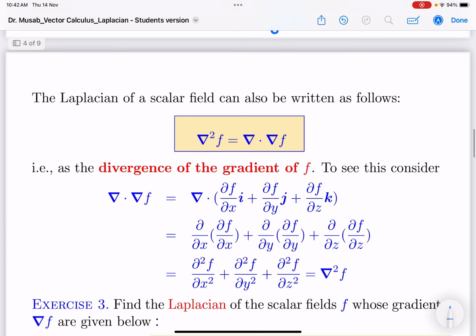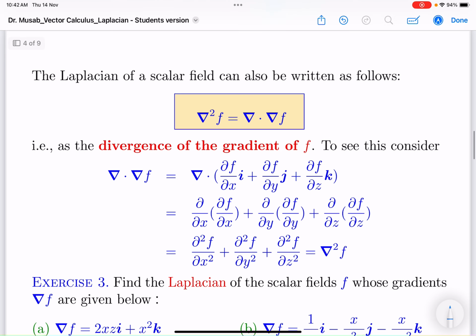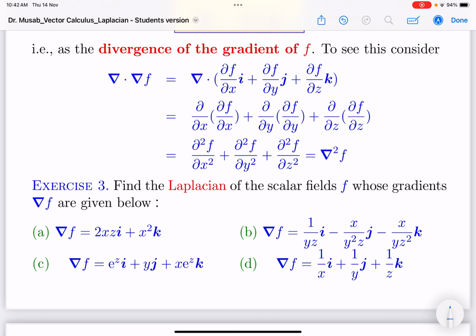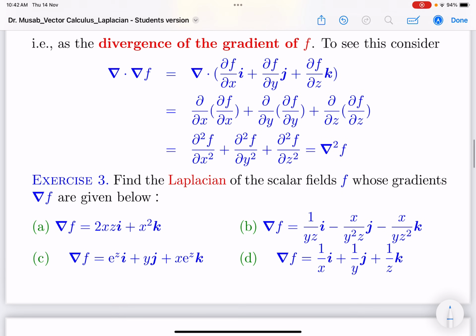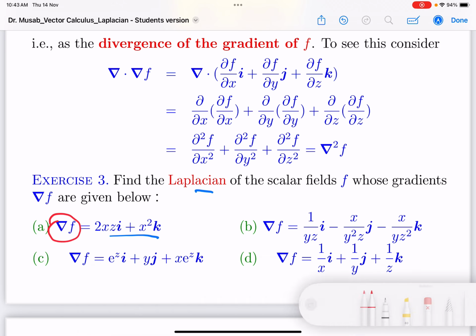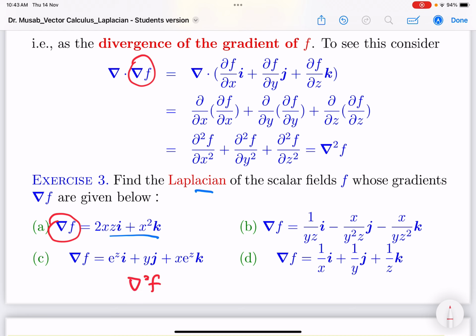So the Laplacian of a scalar field can also be written as follows, like this. I mean, the things that I just wrote just now. So this is your Laplace. Next, the task for us is to find the Laplacian of the scalar field whose gradient is given below. If we already have the gradient, it is quite a unique task. The gradient is given here, right? So we already have a step of this one. What we need to do is just get the Laplacian of this equation.